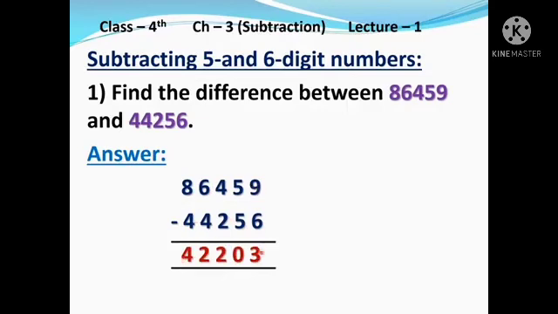Okay. 9 minus 6, 3. 5 minus 5, 0. 4 minus 2, 2. 6 minus 4, 2. And 8 minus 4, 4. Answer is 42,203.